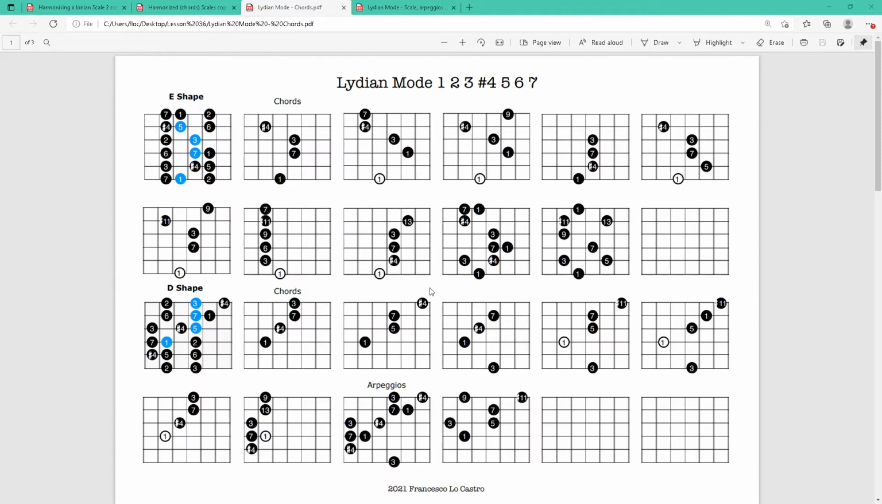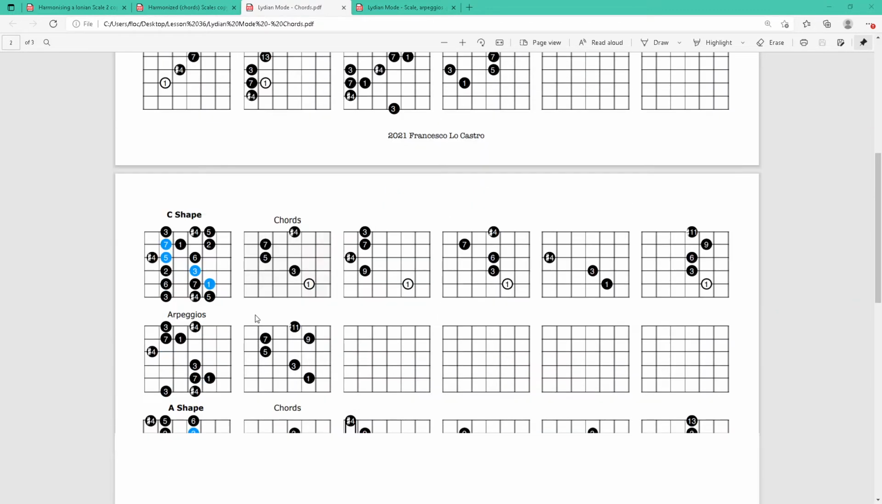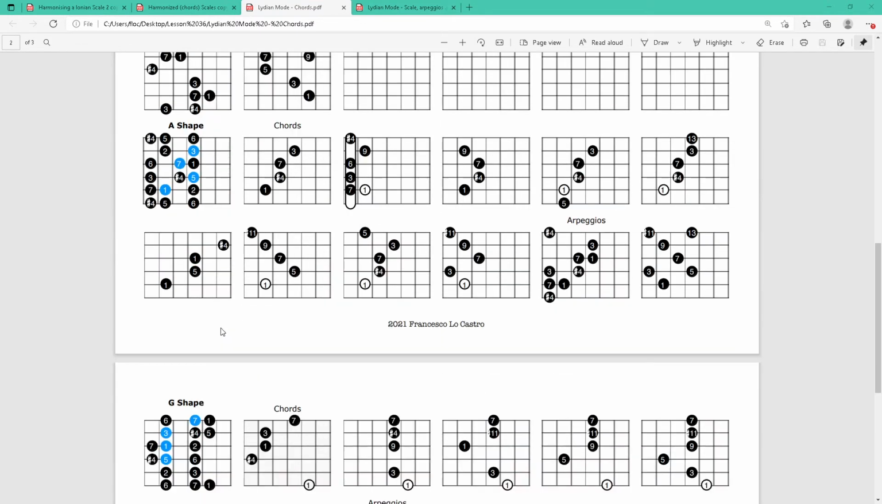1-5-7 sharp 4. 3-1 sharp 4-7. So in this case, we're starting from the third. That's an interesting sound. Again, starting from the third. And again, you have many, many more. So here is a C shape, A shape.